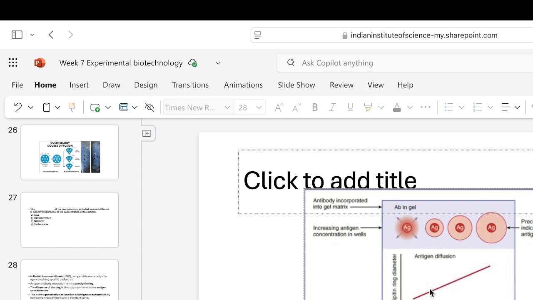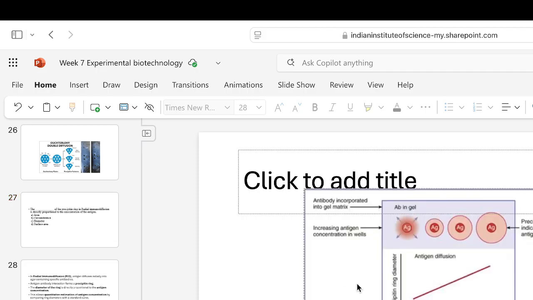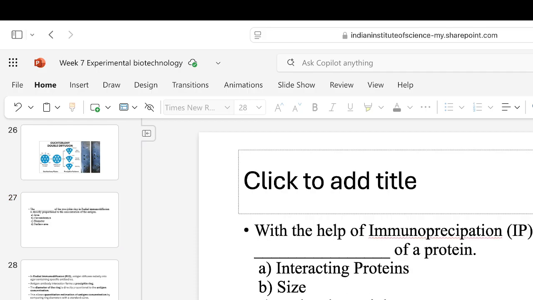With this we can plot a standard curve. Now when we have the standard curve, we can take any antigen, any volume, and know how much amount of it by just calculating the diameter. This is how, based on this, we get to calculate the concentration of the antigen. Right.